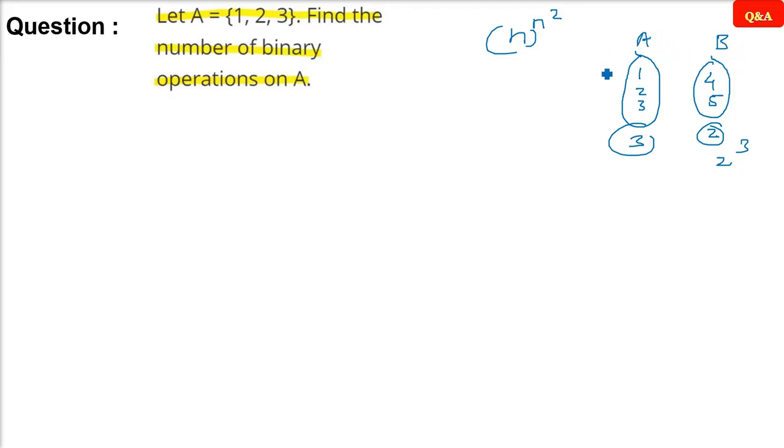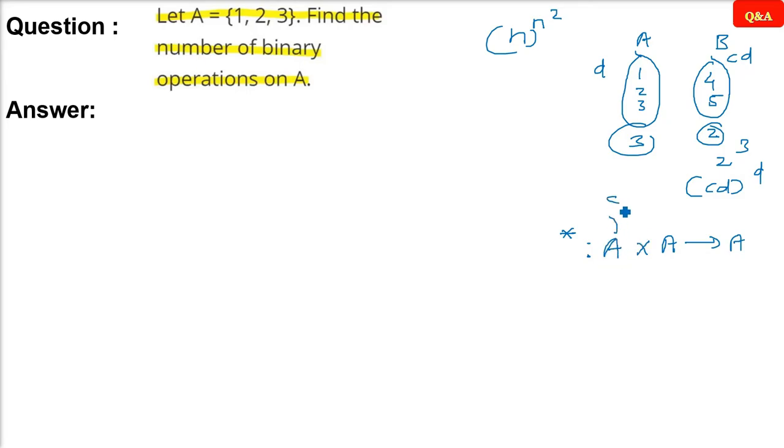So A is the domain and B is the codomain. I'm not talking about the range. So codomain to the power domain is the actual number of operations possible. In order to find the number of binary operations possible, we'll use the same logic. When we represent star, colon, A cross A, arrow A, what does it mean? The first value is taken from the same set. The second value is also taken from the same set. So there will be a Cartesian product, A cross A.